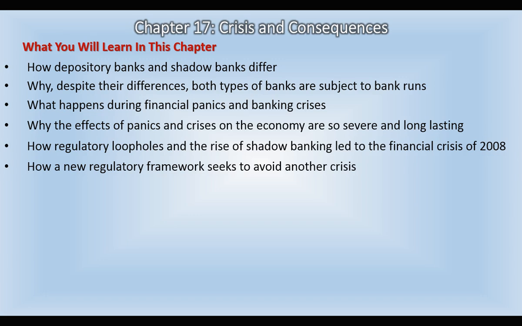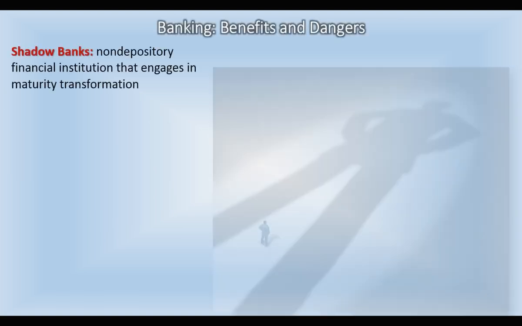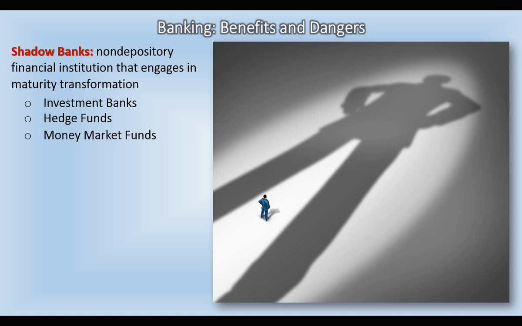But let's talk about the relationship between banking and crises and how it affects the economy in this chapter. So banking, benefits and dangers. Banking in general is a good thing, of course, but there are different types of banks. As I mentioned, there are shadow banks, which are non-depository financial institutions that engage in what's called maturity transformation, which is the main role of banks. This includes investment banks, hedge funds, and money market funds.